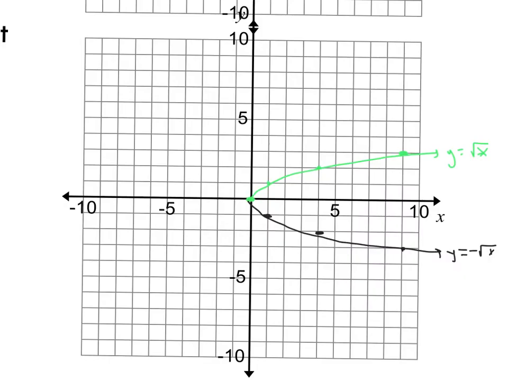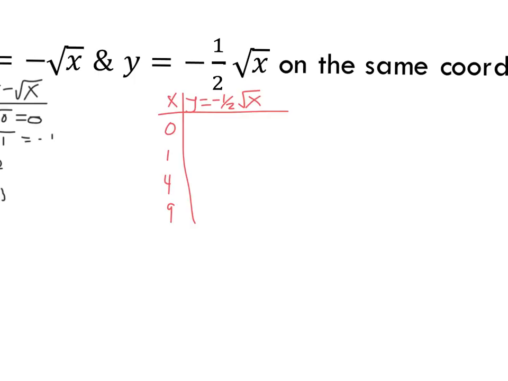So when we plot these points, remember if I have a negative in front of the radical, it's going to reflect over the x-axis. And remember for y equals negative 1/2 square root x, because there's no restriction underneath the radical sign, it's just an x, I'm just going to use our perfect squares. So notice we'll have 0, we'll have negative 1/2 times the square root of 1, which is negative 1/2. We'll have negative 1/2 times the square root of 4, which is negative 1/2 of 2, which is negative 1. And we'll have negative 1/2 of the square root of 9. This will give us negative 3/2.